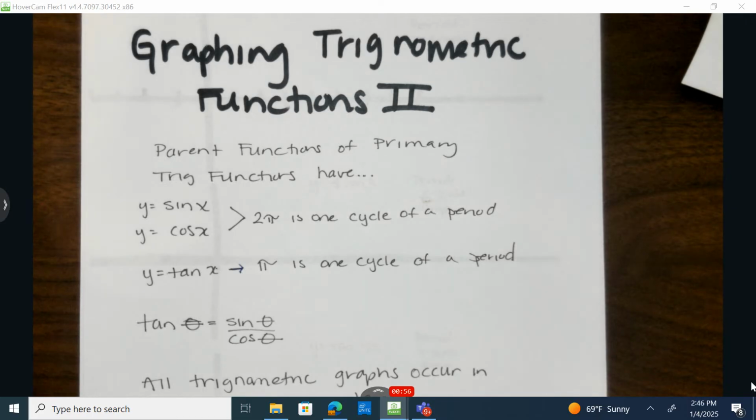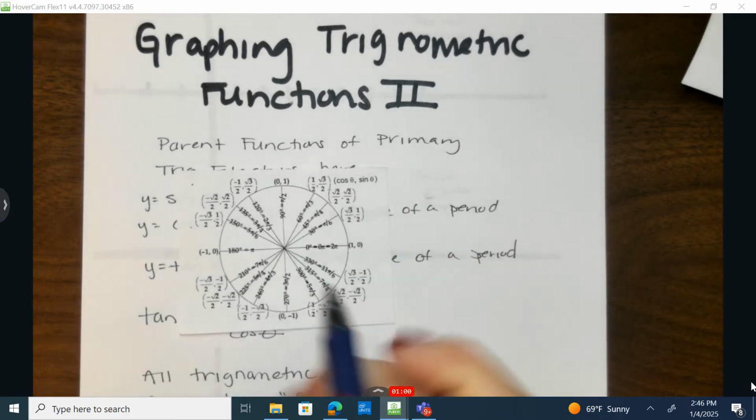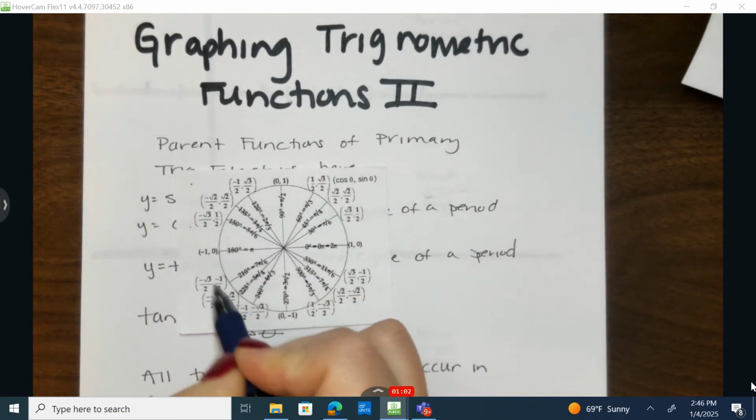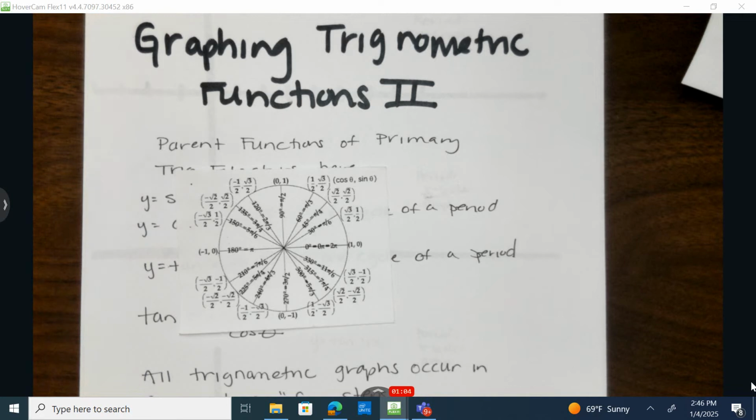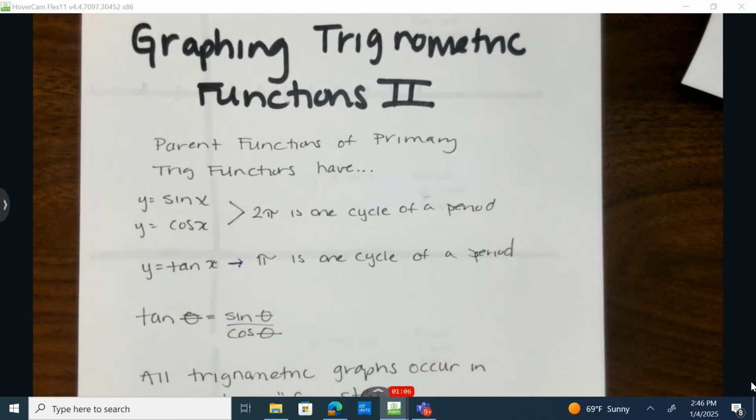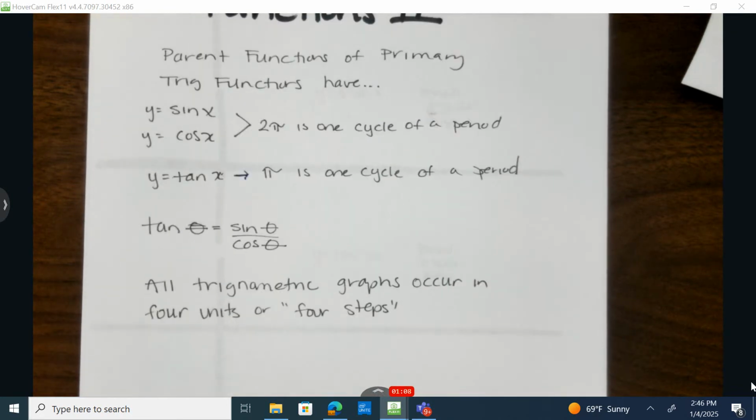And in the previous video we watched, we talked about the shortcut method for you to be able to identify the ordered pairs around the unit circle, and that's going to come in handy today. All trigonometric graphs occur in 4 units, or I often say 4 steps. Let's get started.